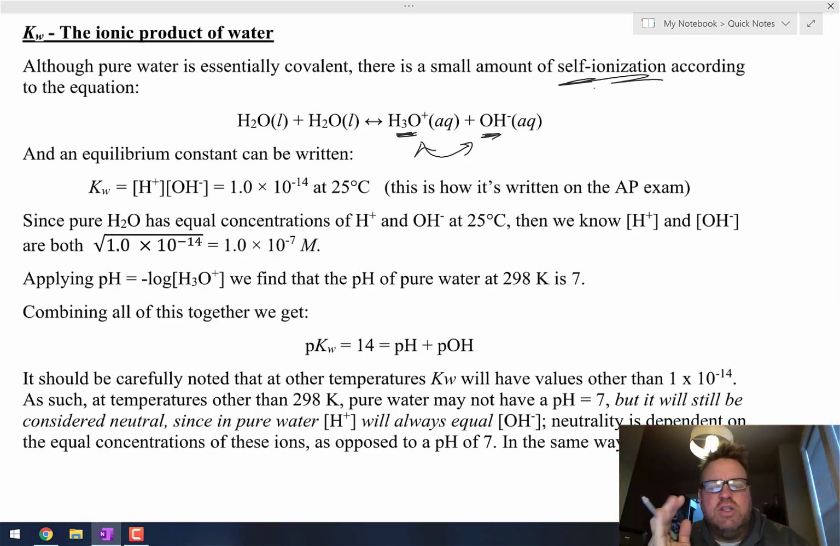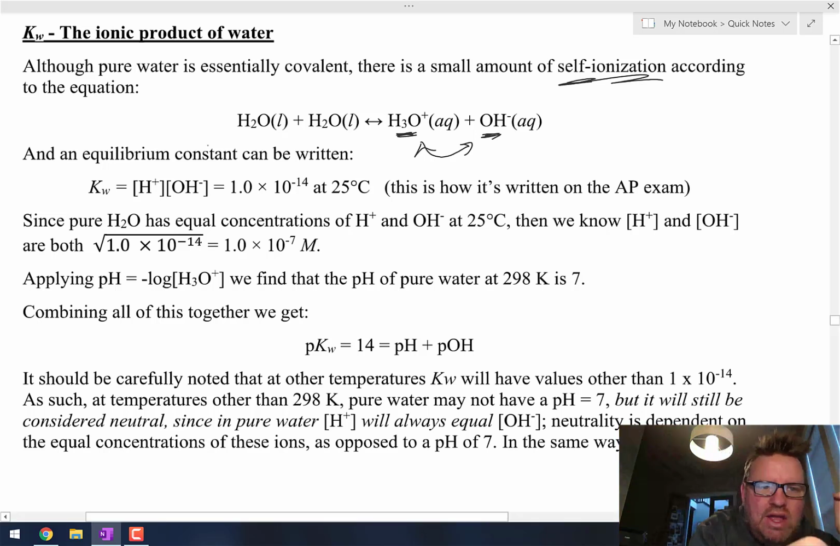As long as the hydrogen ion concentration and the hydroxide ion concentration are equal to each other, it will still be a neutral solution. A lot of times when we think about neutral, we say that it has to be a pH of 7. When you're at 25 degrees, that is correct. Let's talk about what that means.